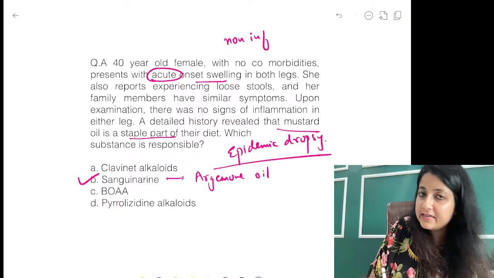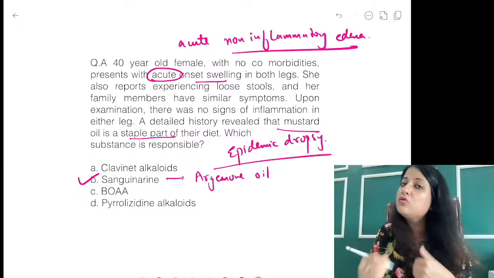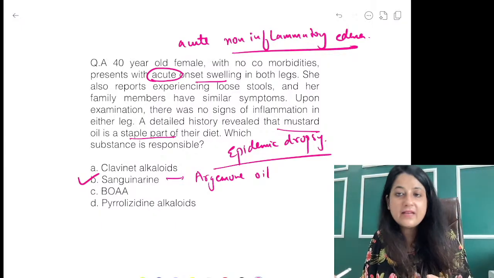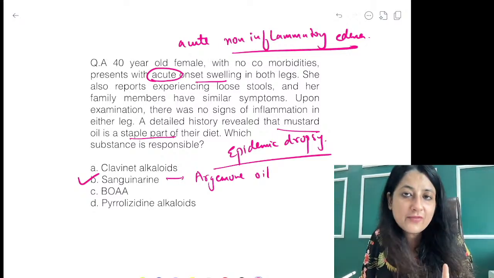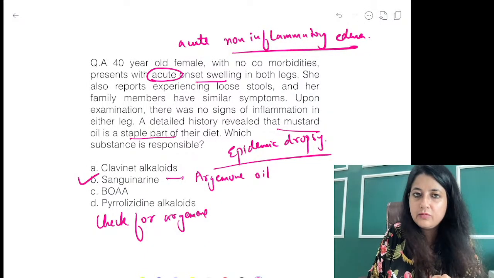And one more characteristic feature. It is sudden in onset, acute, non-inflammatory edema. It's not inflammatory. It is non-inflammatory edema. That's your buzzword. And how do you check for argemone oil contamination? Anyone in the class? How do you check for argemone oil contamination, guys?